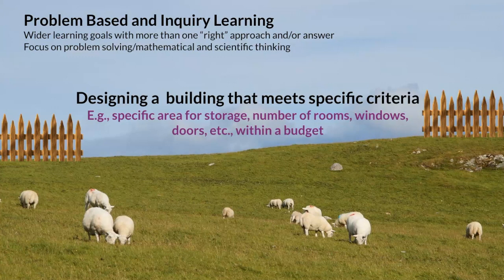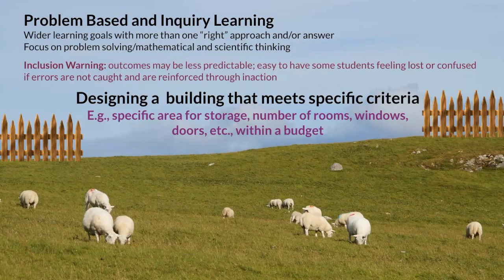This is an example of the messy real-world math that is often targeted in general education math research. It's a great way to give math meaning and to bring student choice into the lesson. But all pedagogical approaches come with inclusion warnings. In this constructivist, inquiry-based, and problem-based approach, student outcomes may be less predictable. It's also easy to have some students feeling lost or confused if their errors are not caught, and they effectively are reinforced if the teacher does not intervene in time.